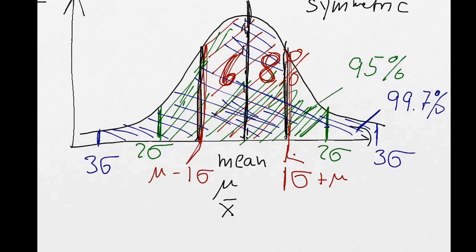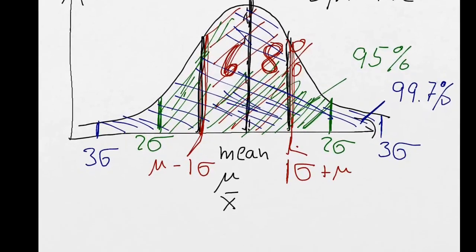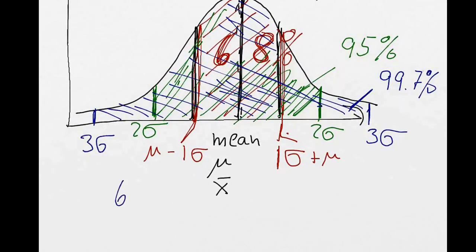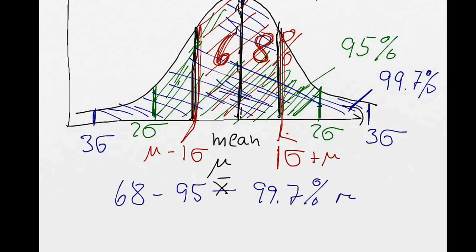And this is what is generally known as a sort of rule of thumb. It's the 68, 95, 99.7% rule. And I want you to, in a way, remember these numbers. 68, 95, 99.7.